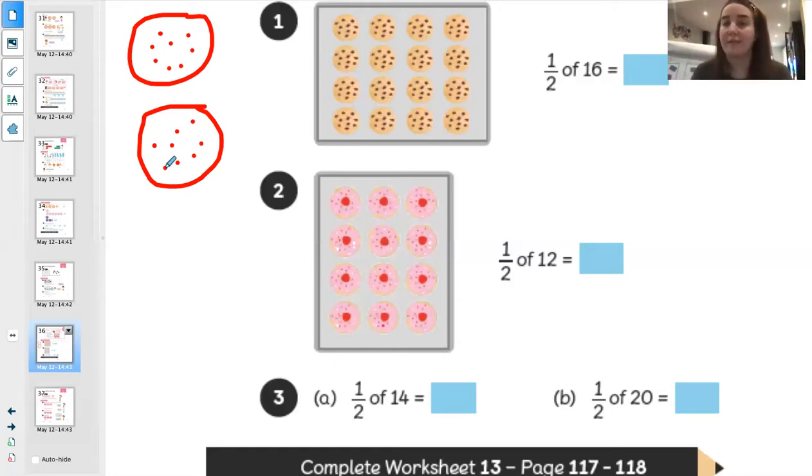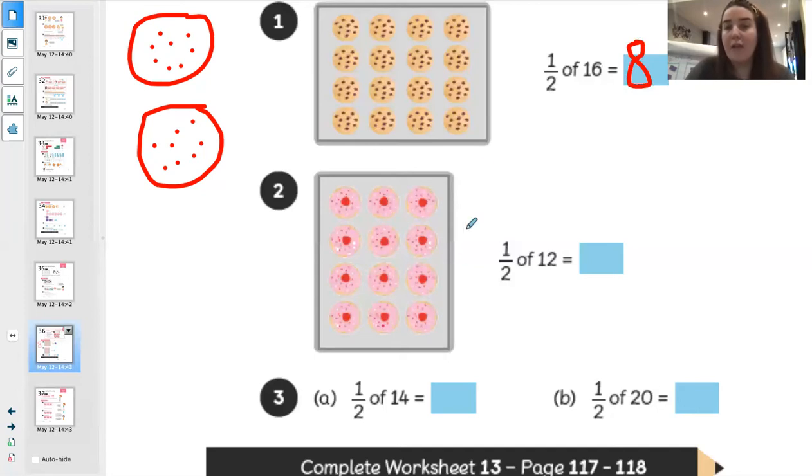I've shared out the whole 16, so there's none left over, and I better check. 1, 2, 3, 4, 5, 6, 7, 8. 1, 2, 3, 4, 5, 6, 7, 8. So half of 16 has got to be 8 because one of those plates has 8 on it.